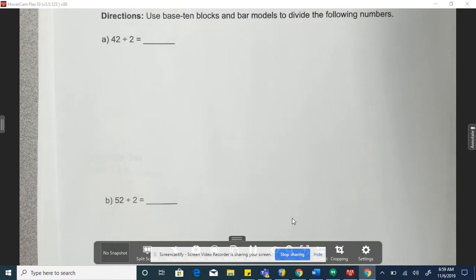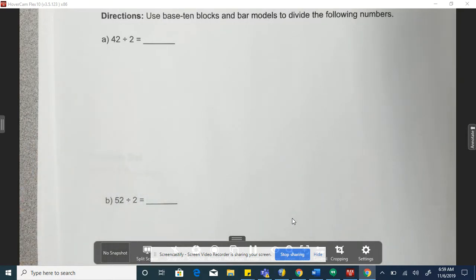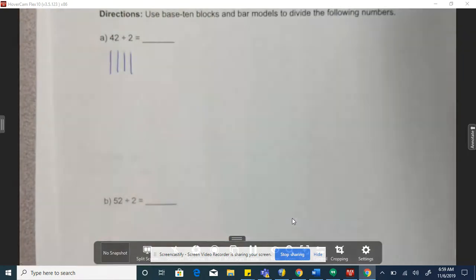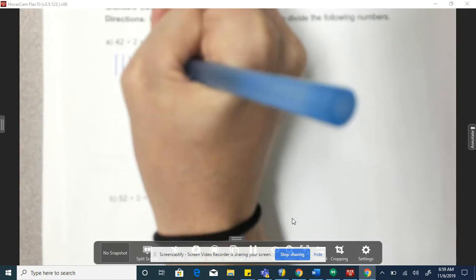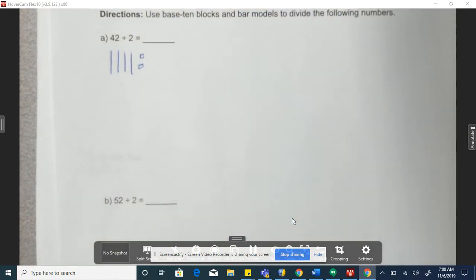I'm going to start by drawing base 10 blocks to represent 42. I see that there's a 4 in the tens place, so I'm going to do 1, 2, 3, 4 tens blocks. And I see there's a 2 in the ones place, so I'm going to draw 2 ones. So that's going to be 2 cubes. So now my number represented is 42.